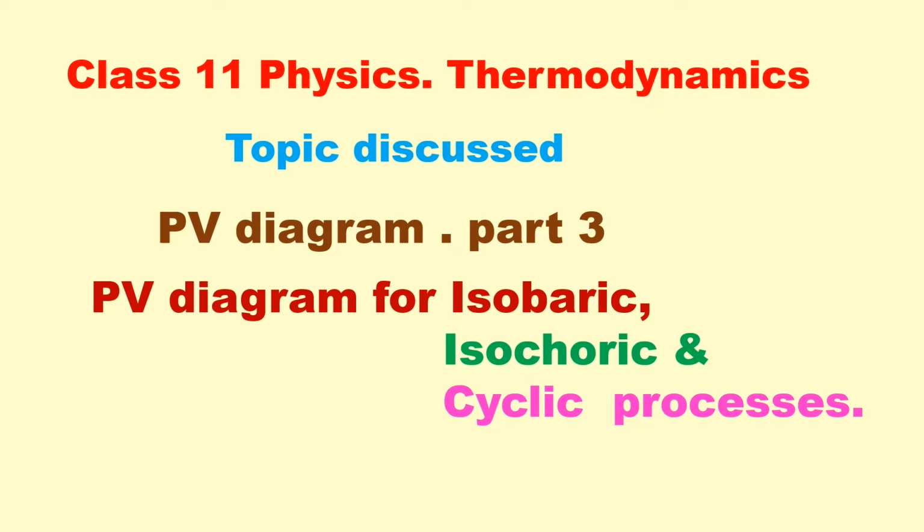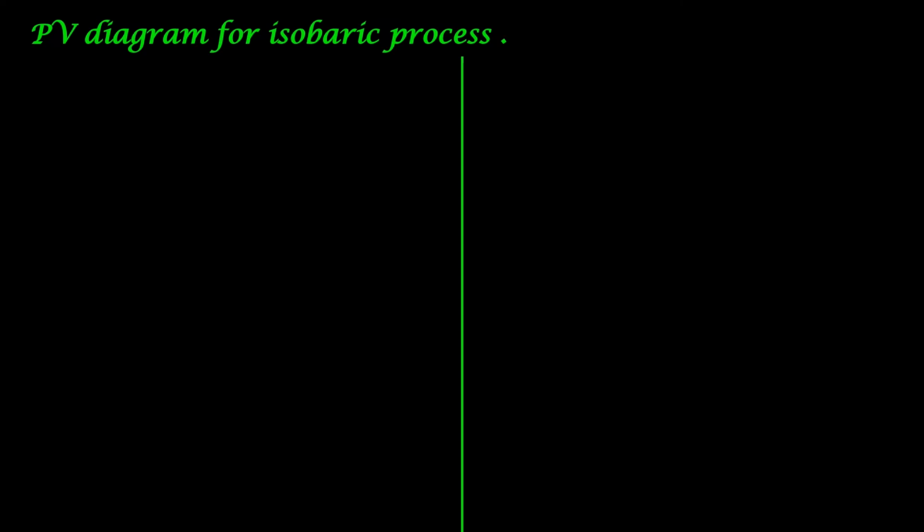Come, let us start the class. Now we will see the PV diagram for isobaric process. In the case of isobaric process, pressure is constant. So what will be the nature of the graph? We will first take up expansion work.